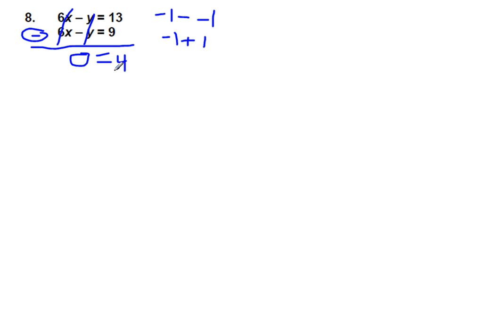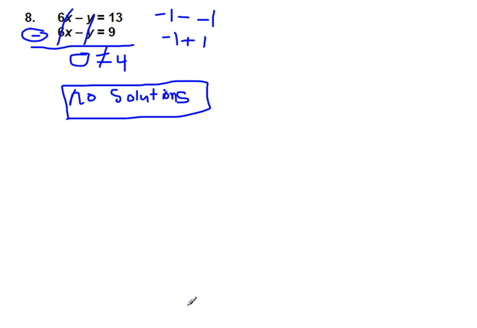Since we got 0 equals 4, that means that there is no solution to this problem. When the variables both drop out, and you have a true statement, that means infinitely many solutions. But if the variables both drop out, and you have a false statement like this, 0 does not equal 4, that means there are no solutions.